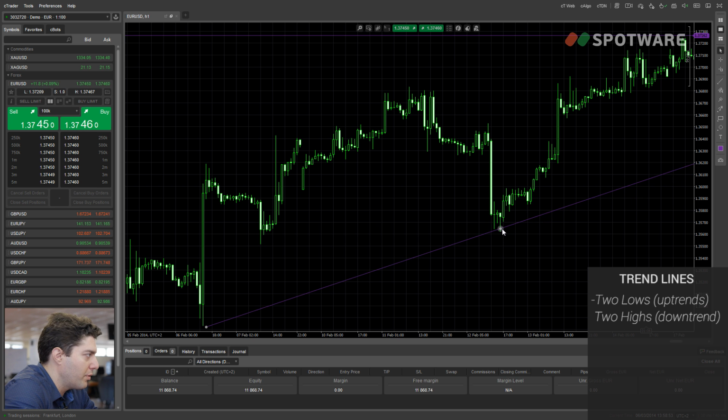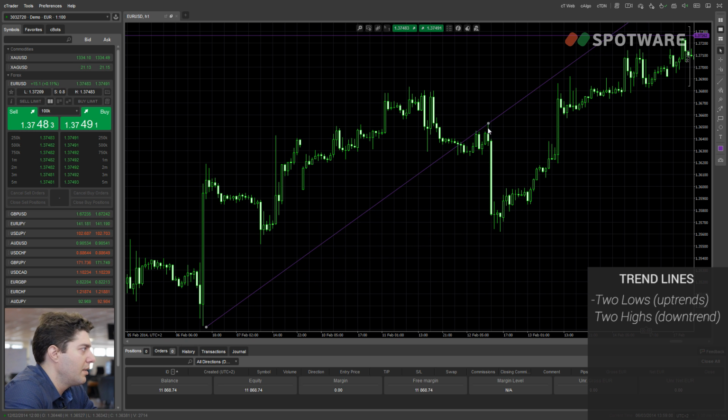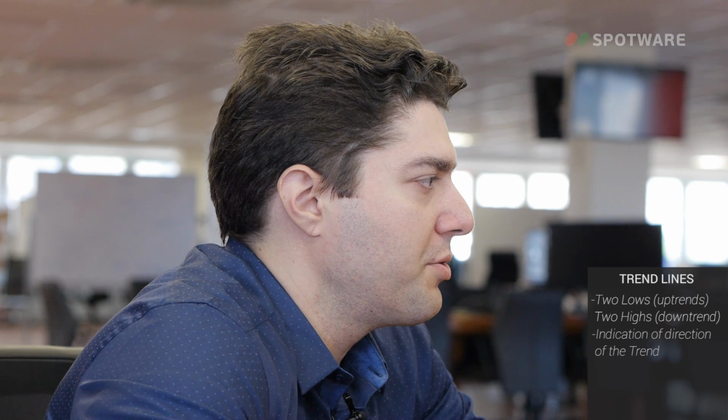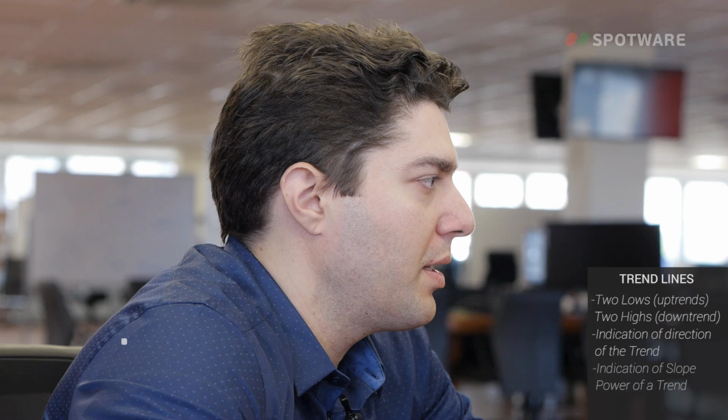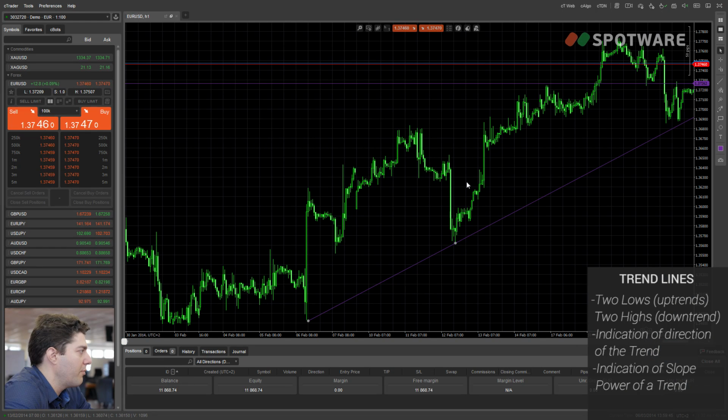So if you want to go to the low, to the close, it's going to snap here. If you want to go to the high, it's going to snap. So it's very easy to draw correct trend lines. Trend lines show us the direction and the slope of a trend. The higher the slope, the more powerful the trend.